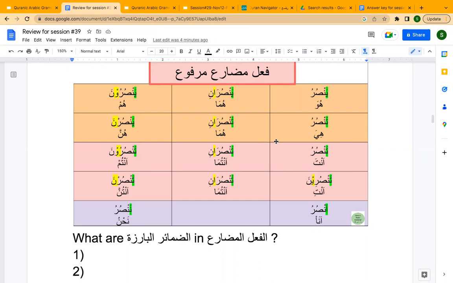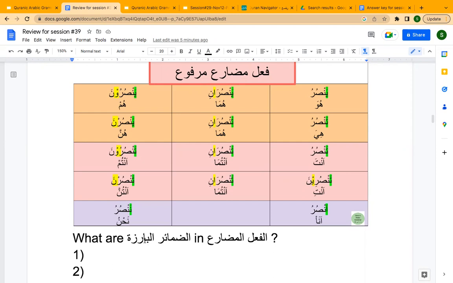Very well done. So I see an answer. Answer is coming. Something is visible. So visible pronouns, this is the meaning of Ad-Dama'irul Barizah. Ad-Dama'irul Barizah are the visible pronouns, the ones that we can see. The hidden ones are going to be called Ad-Dama'irul Mustatirah, right? Ad-Damir al-Mustatir or Ad-Dama'irul Mustatirah.